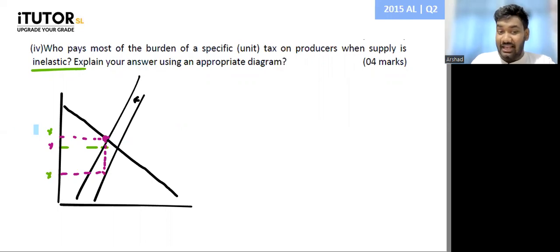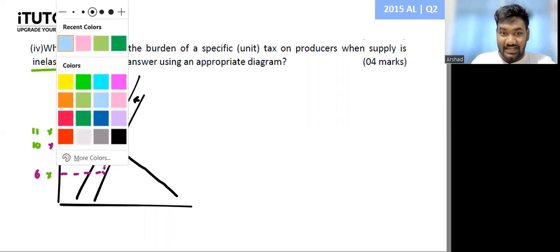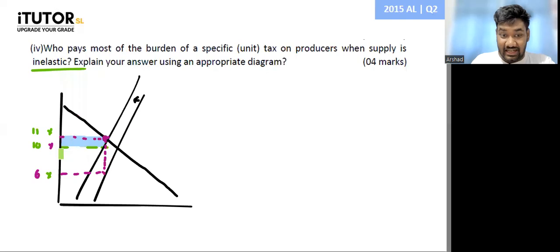If I'm highlighting, the one in blue is the consumer tax burden. Because earlier, let's say the consumer paid 10 rupees. Now let's say after a 5 rupee tax, he's paying 11 rupees. So the consumer is bearing 1 rupee of the burden. Then how much is the producer bearing? He's bearing the remaining 4, so this will become 6. So this one over here that I'm highlighting, let's say in green, becomes the producer tax burden.